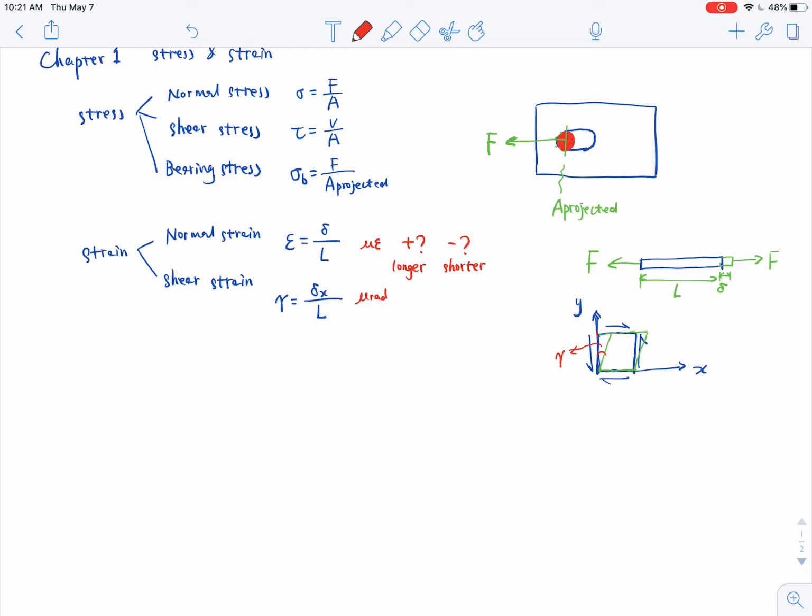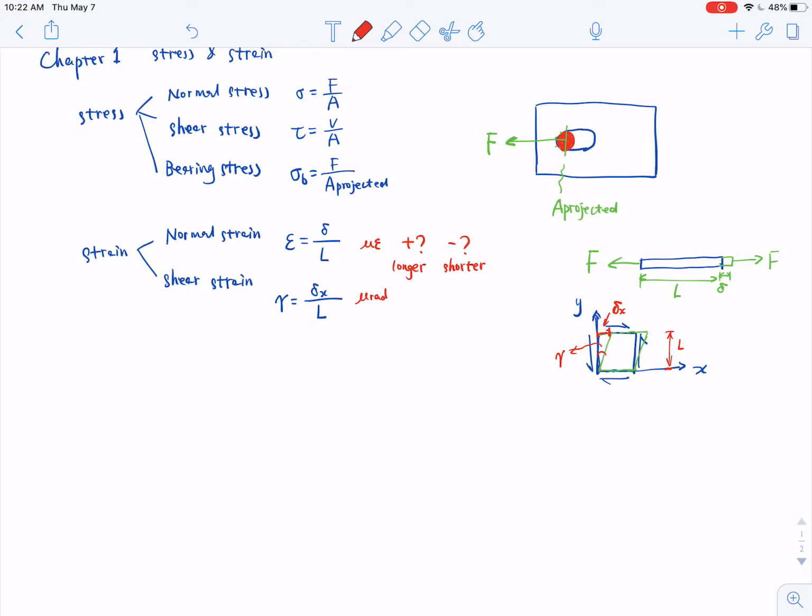So here is delta x, and this is L, right? Using these numbers, you can calculate the gamma, that is delta x over L. This equation is only valid when this deformation, when this gamma is very small, right? When it's large, you cannot use this equation. You need to use an inverse tangent to determine the gamma.